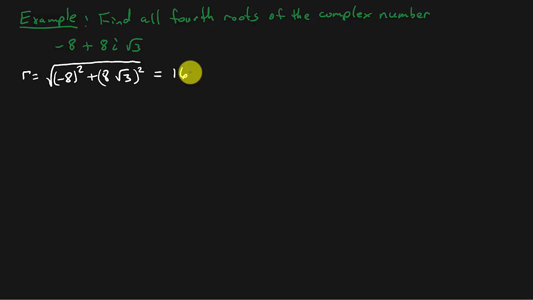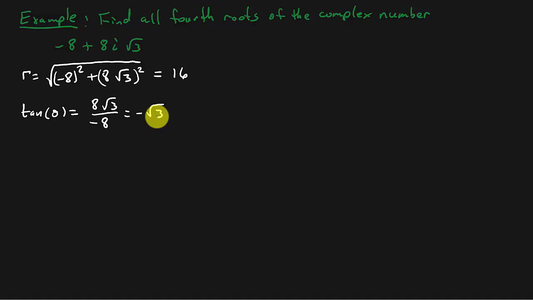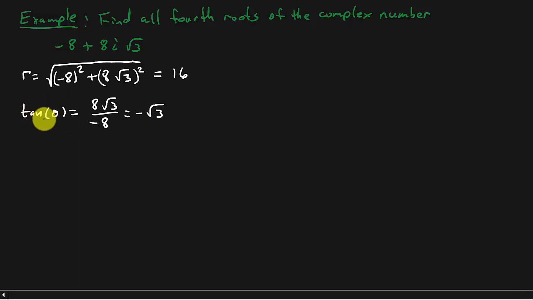Now, we need to know what theta is. So I've got tangent theta is equal to 8 square root of 3 over negative 8, which is negative square root of 3. There's tangent theta, b over a. That's what we use to find theta. If you watched the video right before this one, I stated that you can use sine theta or cosine theta to find theta. I just like to use tangent theta.